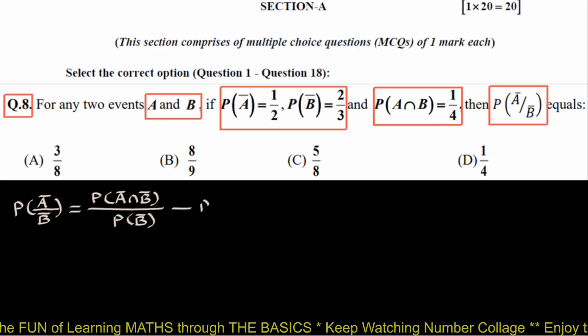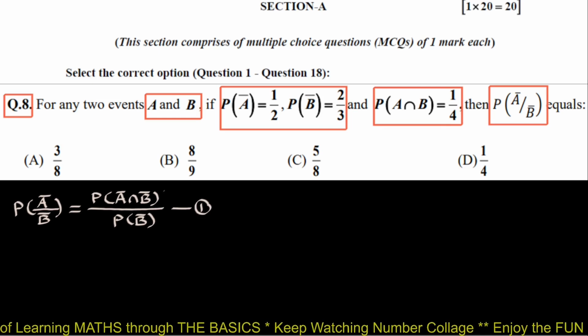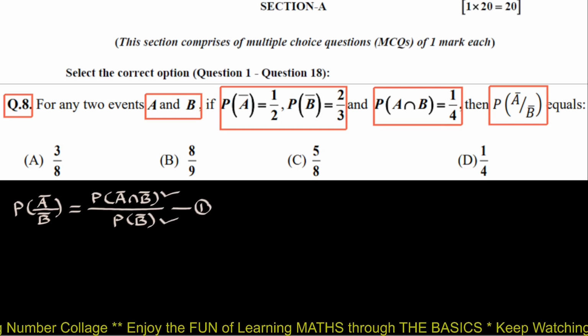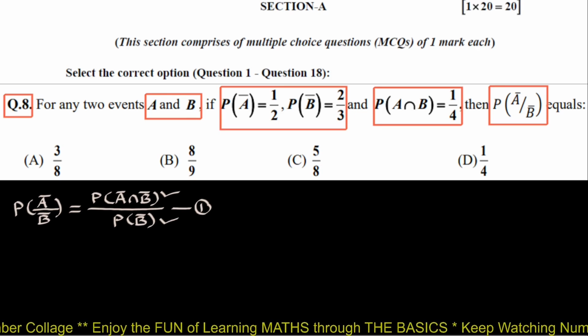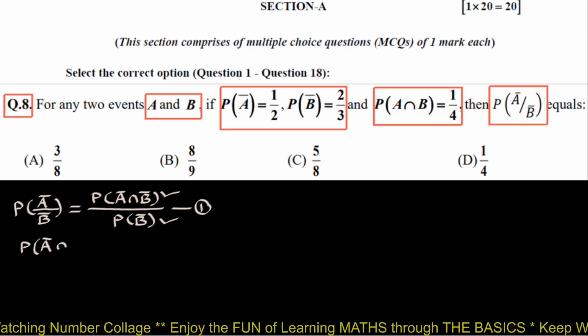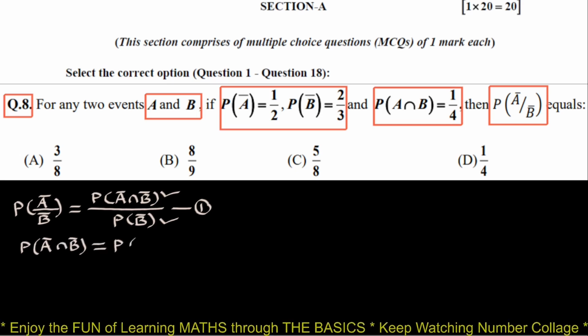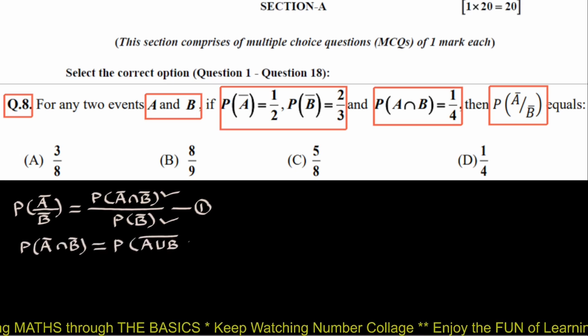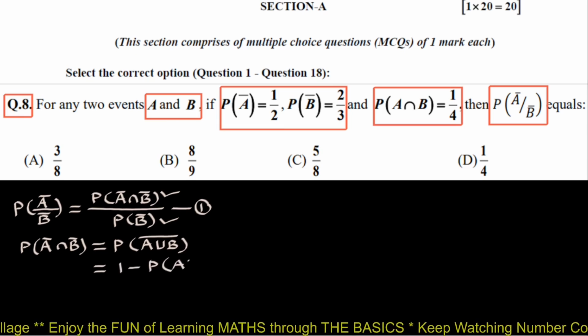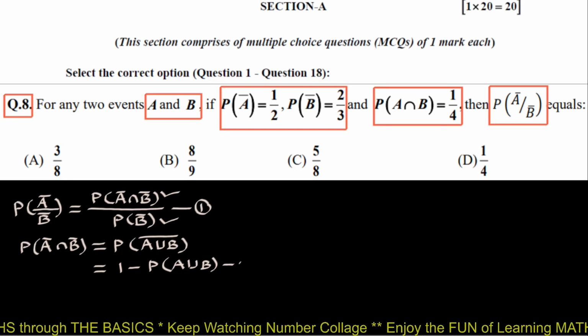We will name this 1. Now we have to find these two quantities, numerator and denominator. For that we will make use of the things given. Now P of A bar intersection B bar is P of A union B bar, which is 1 minus probability of A union B. We name this 2.